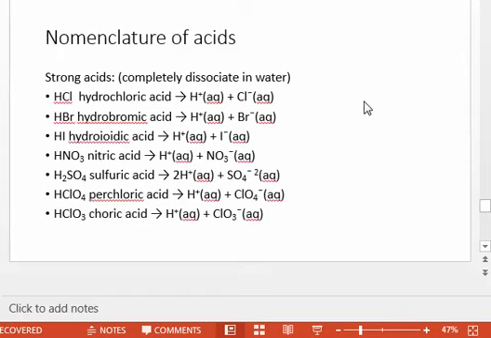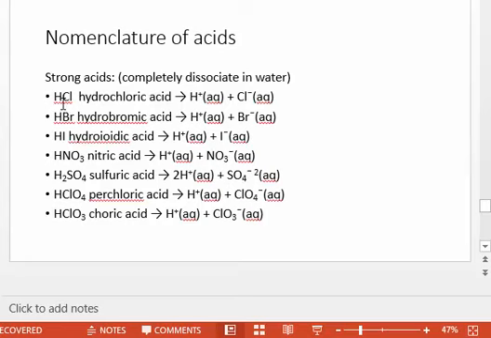You need to know the handful of strong acids. There are 1, 2, 3, 4, 5, 6, 7. You may write these formulas and names on your cards. Strong acids are defined as acids that completely dissociate into proton and anions when dissolved in water.